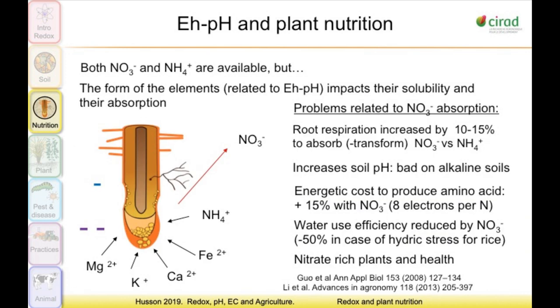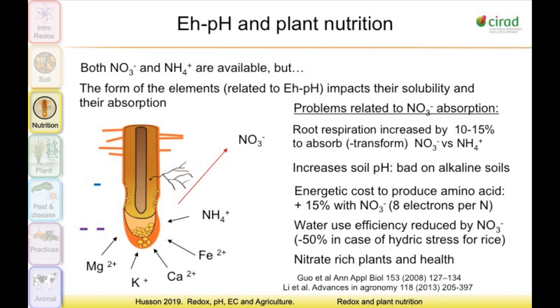Then a root is negatively charged globally. It's full of energy as compared to the soil, it's negative. So for all the positive ions, all the cations, there's an electric force that will attract them. So the absorption will be mainly in a passive way. The problem with nitrate is that it's negatively charged, so you have a repellence force. So the plant needs to actively pump the nitrate.